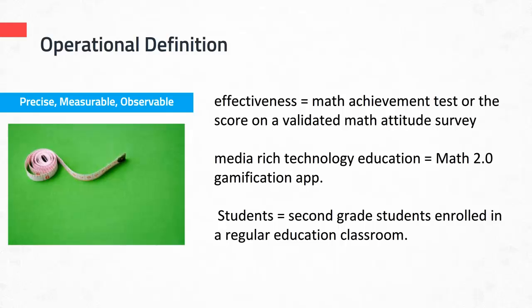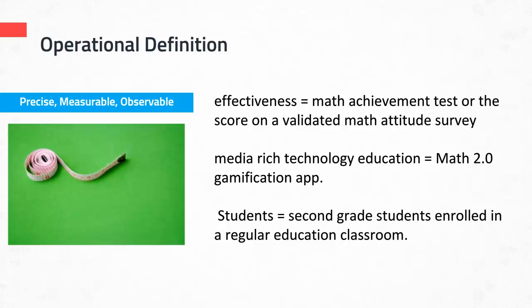There are two other terms that we identified that weren't really that precise, measurable, or observable. That is media-rich technology education. What the researcher truly could be studying is a new math gamification app, and he or she wants to compare it to traditional education. So we're actually talking about the type of media-rich technology education, and more specifically defined as the Math 2.0 gamification app. And last, students. We don't really know who students are. Well, what the researcher may mean is second grade students enrolled in a regular education classroom.